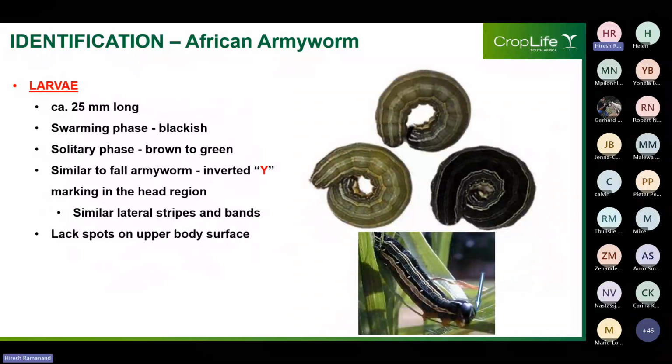The larvae of the African armyworm grow to about 25 millimeters in length. In the swarming phase, African armyworm larvae are usually blackish in color, but brown to green otherwise. Similar to fall armyworm larvae, they also have an inverted Y marking in the head region, as pointed out there, as well as similar lateral stripes and bands. However, they lack clear spots on the upper body surface, and I think that's clear to see here compared to what we saw with the fall armyworm in the previous slides.